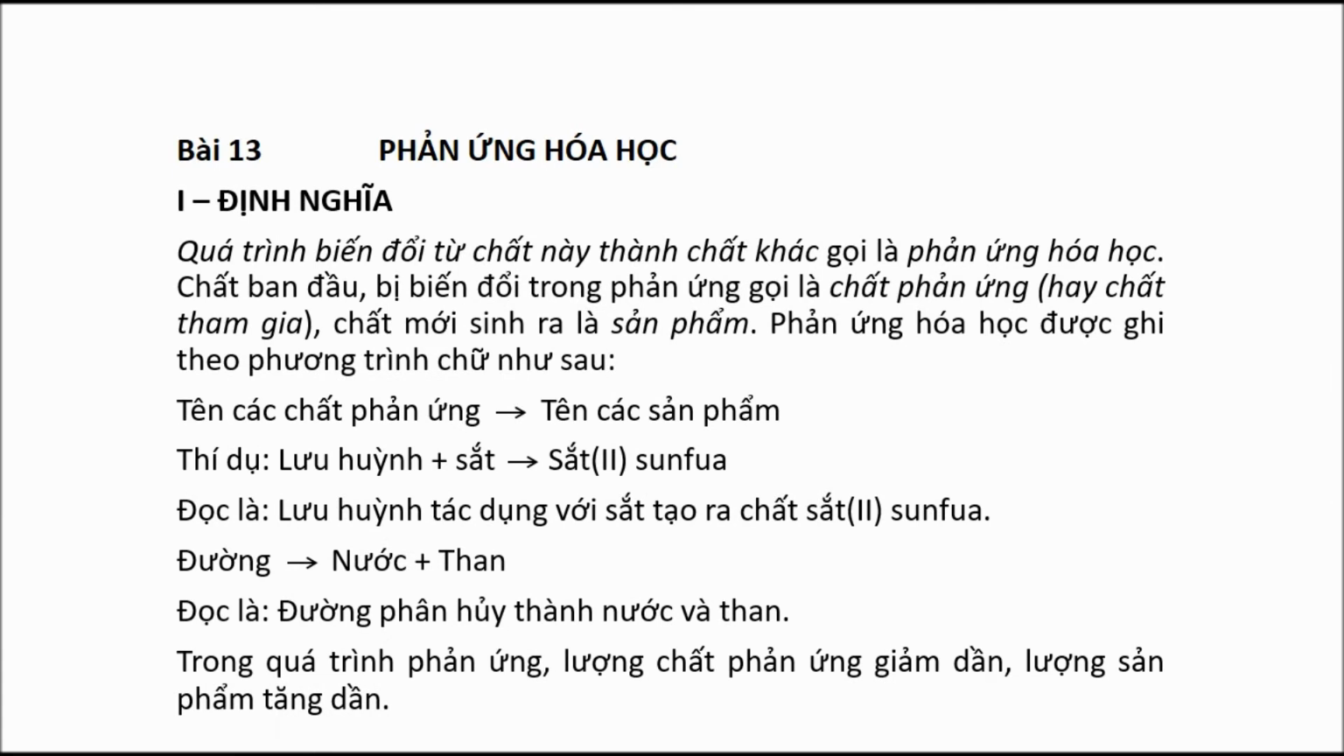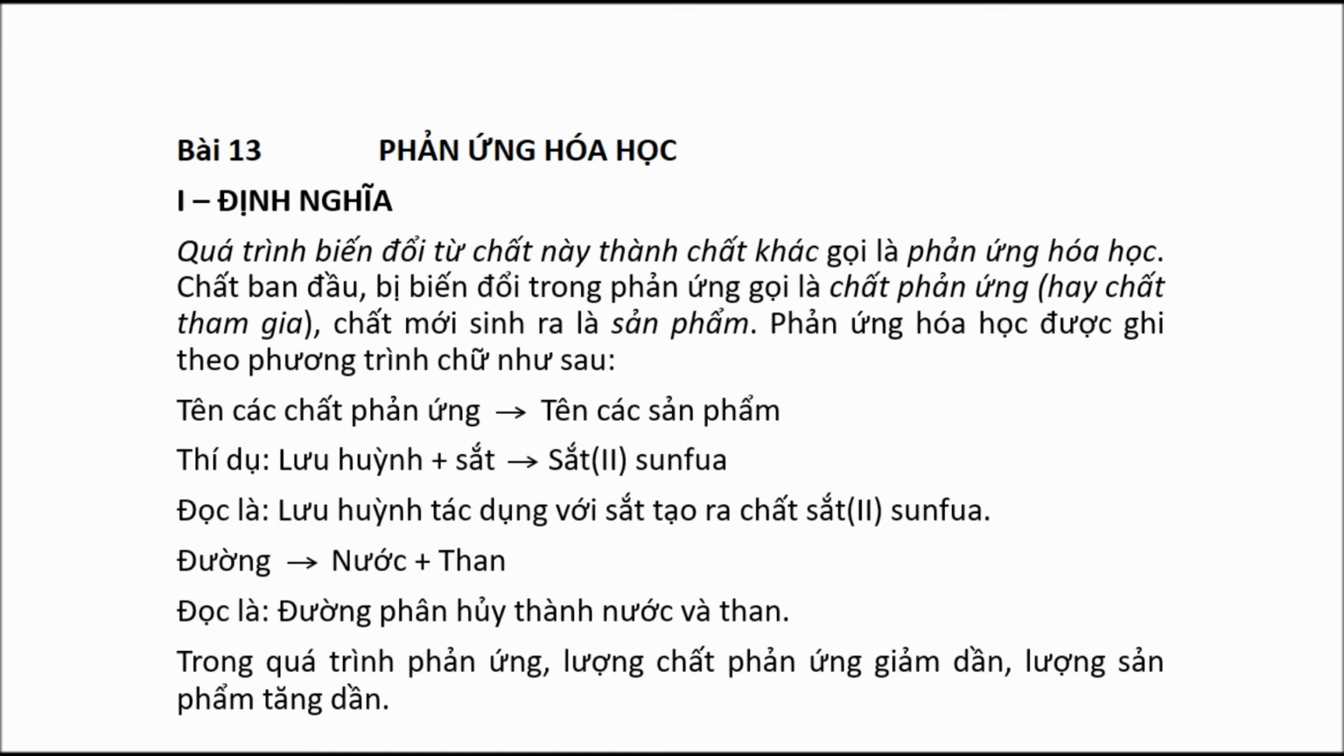1. Definition. A change of a substance into other substances is called a chemical reaction. The starting substances that are changed in the reaction are called reactants, participants. The newly generated substances are called products. The chemical equation is written in words as the names of the reactants, the arrow, the names of the products. For example, sulfur plus iron produces iron(II) sulfide. It is read as sulfur reacts with iron to form iron(II) sulfide.